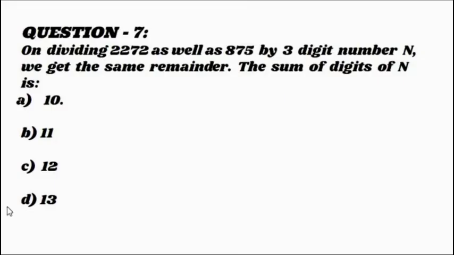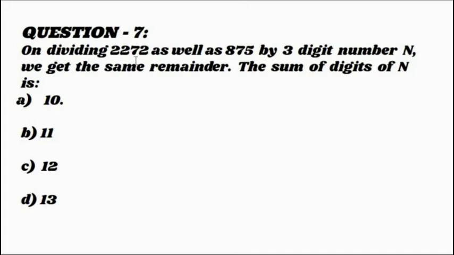So our next question, number 7, is: on dividing 2272 as well as 875 by a 3-digit number n, we get the same remainder. The sum of digits of n is? The answer is 10. So first try it yourself. Now let's move on to the solution. Read the question once again.